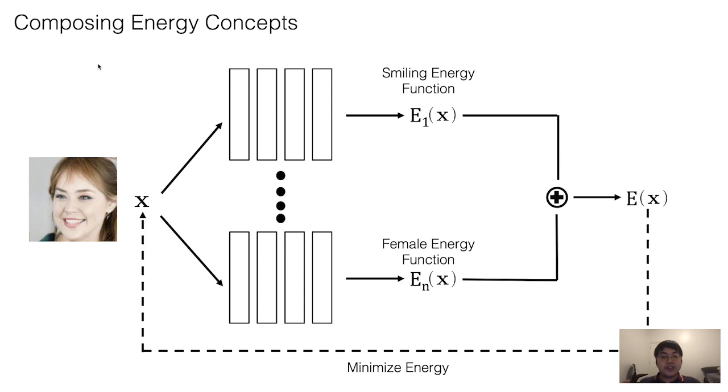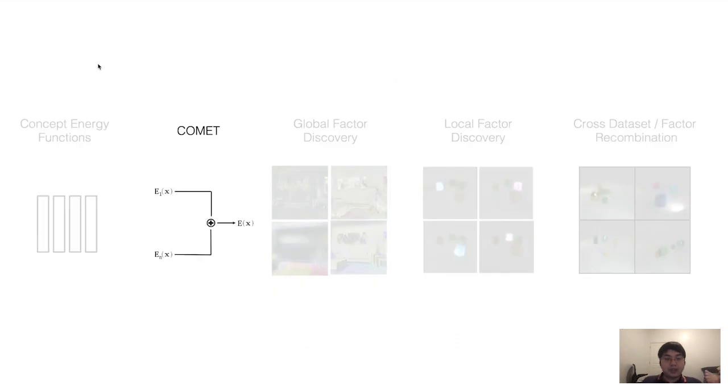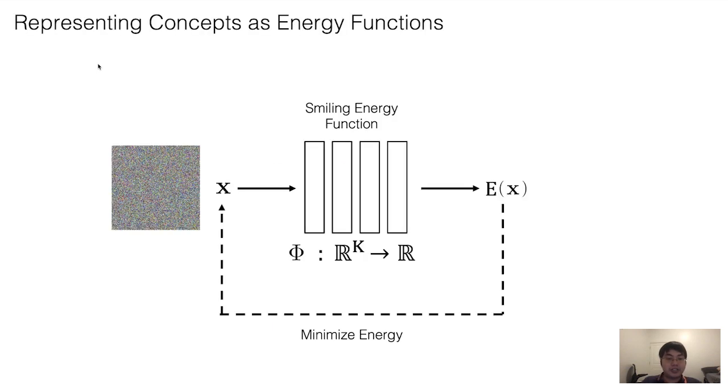Notice that these energy functions don't necessarily have to be global factors. We could have an energy function representing a single object or any other factor that we desire, either global or local. Next, we'll discuss how we can discover these energy functions in an unsupervised manner so that they may represent both, on one hand, objects, but on the other hand, also global factors of variation.